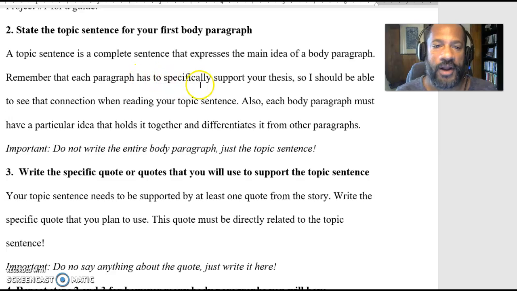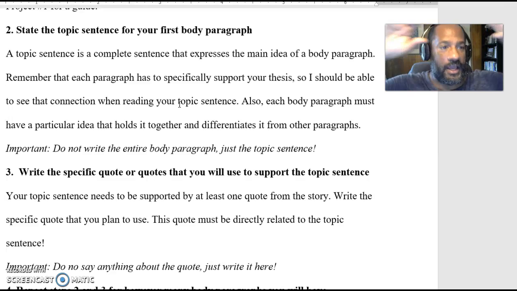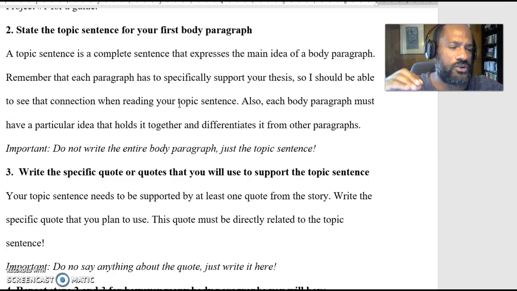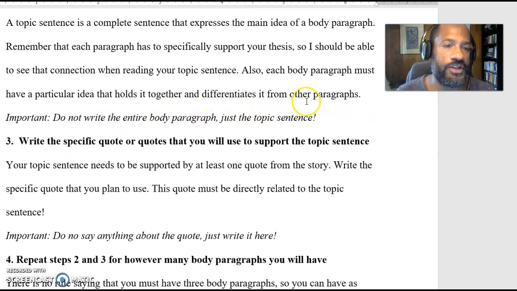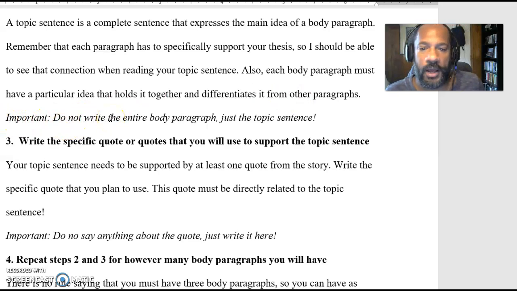And remember that each paragraph has to specifically support your thesis, so I should be able to see that connection when reading your topic sentence. So there has to be some kind of connection between this topic sentence and the thesis. Again, all that the topic sentences are doing is providing evidence of that thesis, so we should be able to see some kind of connection. Also, each body paragraph must have a particular idea that holds it together and differentiates it from other paragraphs, right? There must be something that says, look, here's this kind of information, here's how it's different from that other kind of information. And then I say down here, important, do not write the entire body paragraph, just the topic sentence. Just want the topic sentence, okay?